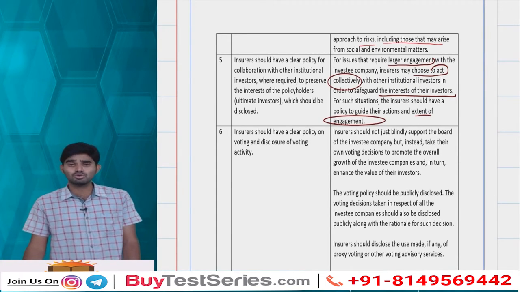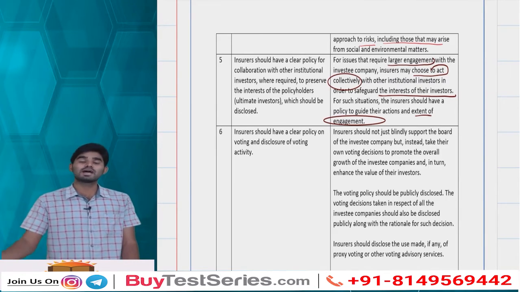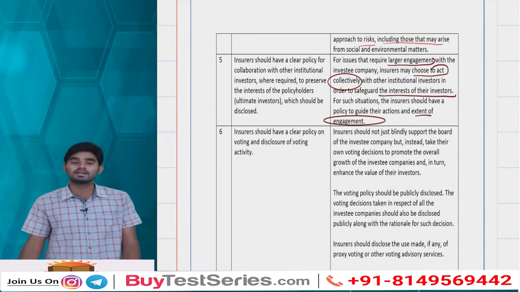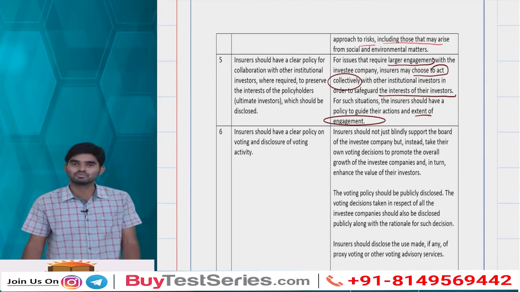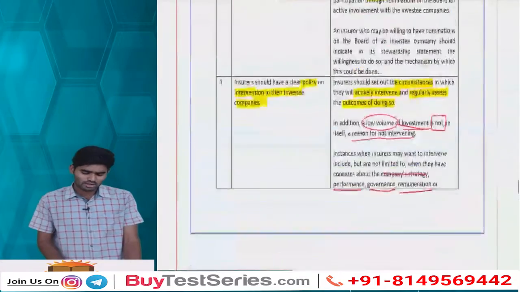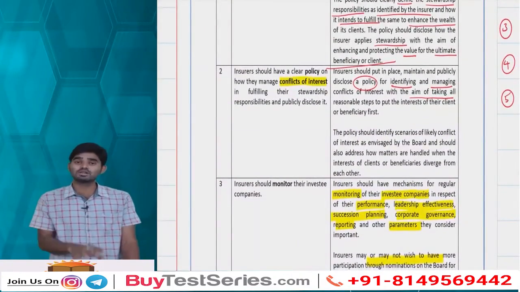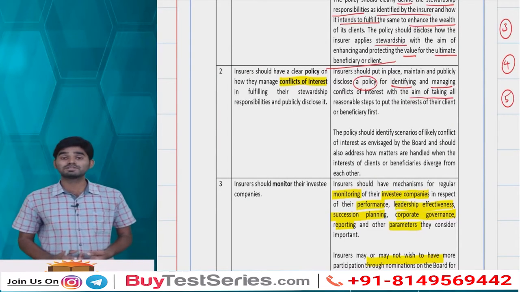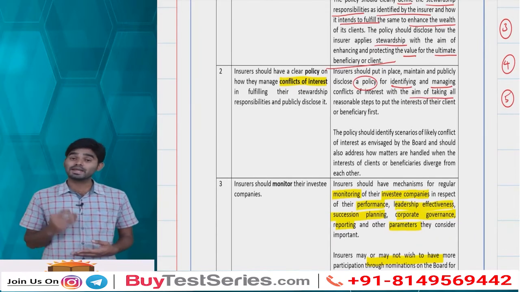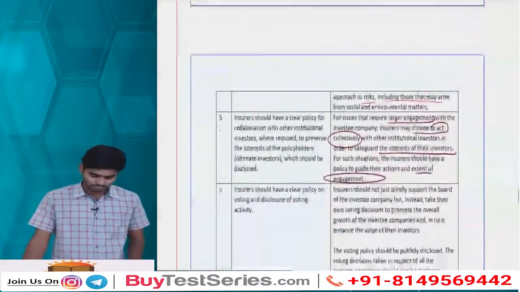Clear, everyone? So if such is the case, then what is your policy in engaging or collaborating with those other institutional investors? So you have a policy for that too. Clear? See, if you observe all these things, they deal with policies only. So you have a policy. In that policy you mention how you are going to monitor, how you are going to intervene in these investee companies, how you are going to manage conflict of interest, and how you are going to collaborate with other institutional investors.